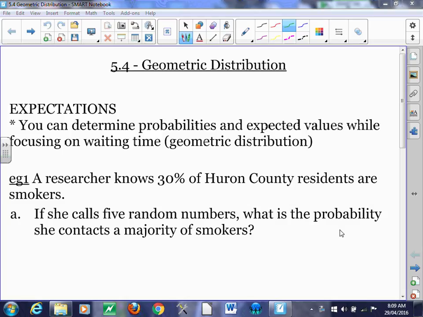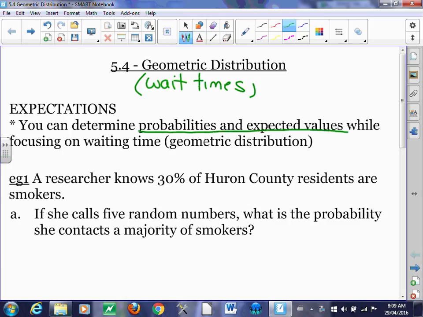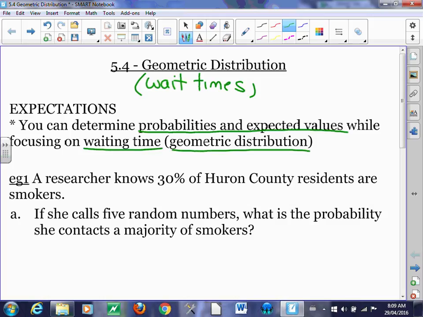Now, last day, we took a look at a different type of distribution, and that dealt with failures and success, and that was binomial. So either it was failure or success. Today, we're going to take a look at a different type of distribution, and it's either listed as wait times, that's another one you're going to see, or geometric distribution. So when we take a look, we can determine the probabilities and expected values while focusing on wait times, which is geometric distribution.